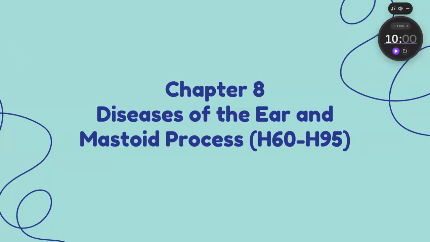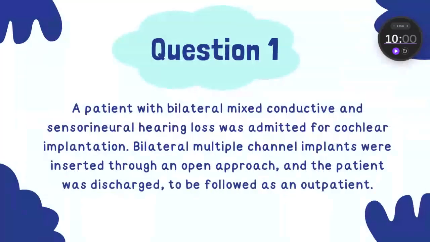All right. So our first patient, this is an easy one. Bilateral mixed conductive and sensorineural hearing loss, was admitted for a cochlear implant. Bilateral multiple channel implants were inserted through an open approach. The patient was discharged to be followed as an outpatient. And I want to remind you, as soon as we get to chapter 22, we are moving right on to ICD-10-PCS, where you will have scenarios that look like this, but you'll code the diagnoses and the PCS code. Woohoo! All right, go ahead with this one.